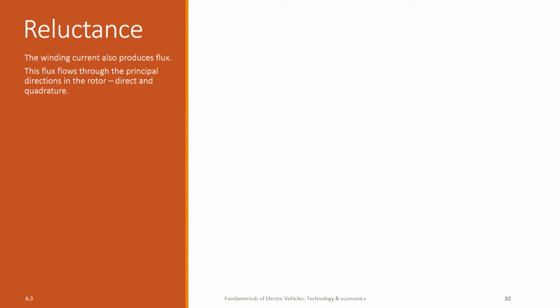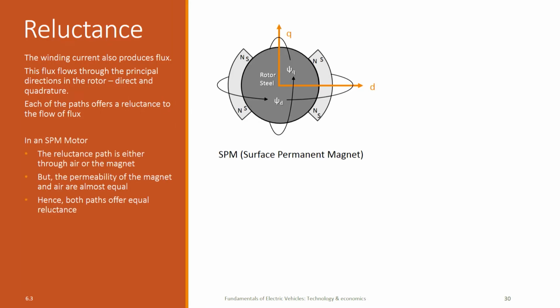That direction is neither parallel to the magnet nor is it perpendicular to the magnet, it will be at some arbitrary direction. We can resolve the flux into two components, one which is parallel to the magnet and another which is perpendicular to the magnet. So, when we do that, let us look at what happens in a SPM motor, surface permanent magnet motor. For simplicity, I have taken a rotor with a single pole pair. Later on we will see what happens when more pole pairs come.